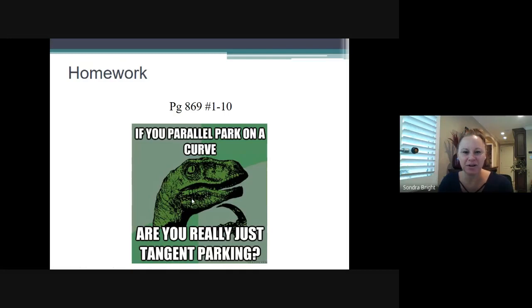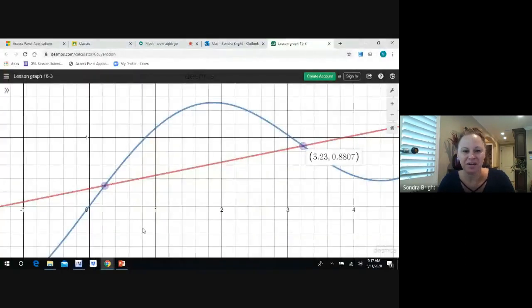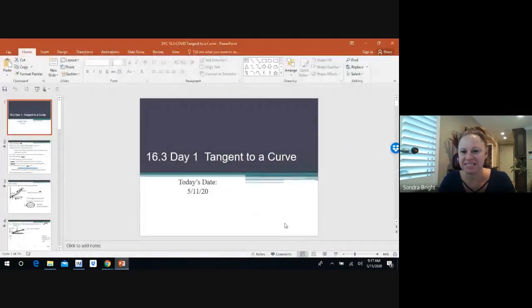All right, here's your homework. If you parallel park on a curve, are you really just tangent parking? I say yes.